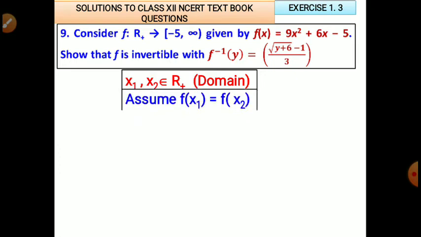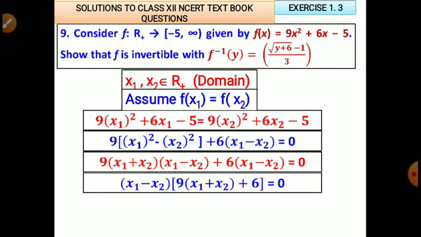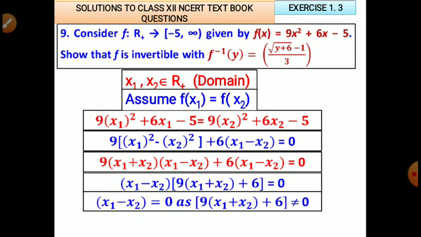Okay, so first you need to prove that it is 1-1. To prove the 1-1 function, f of x1 equal to f of x2 should be taken, and on simplification you are going to get x1 is equal to x2. So this is a way to prove. And let us go for the onto. How do we prove the onto?